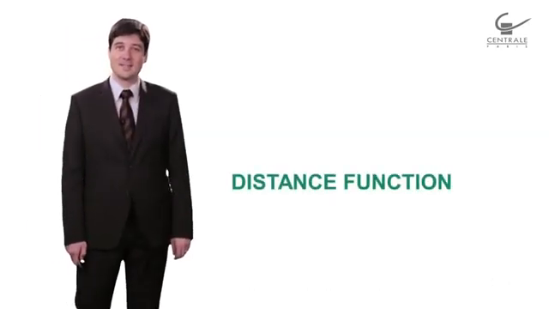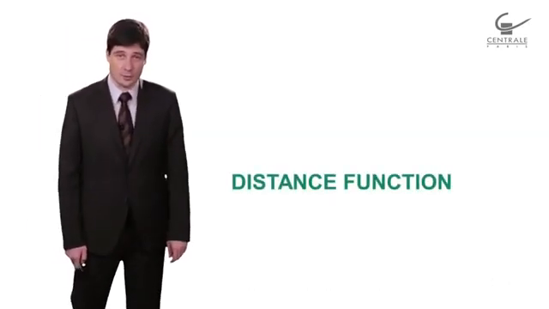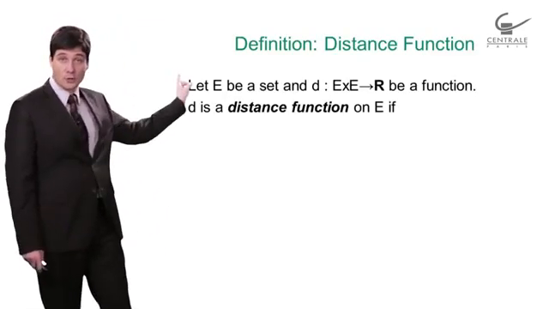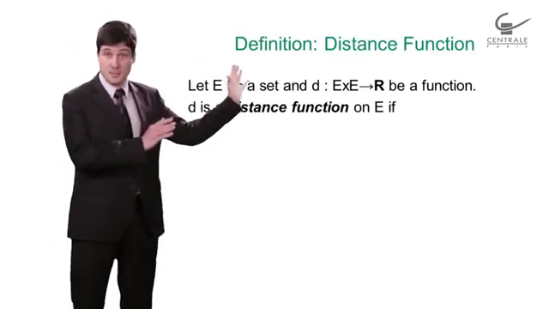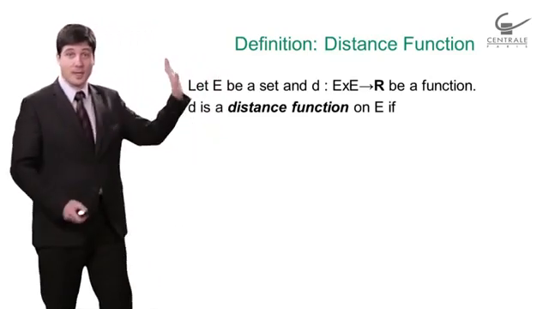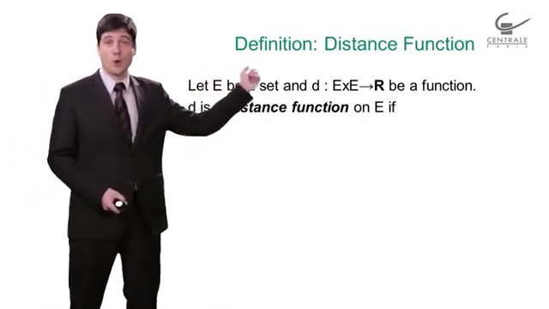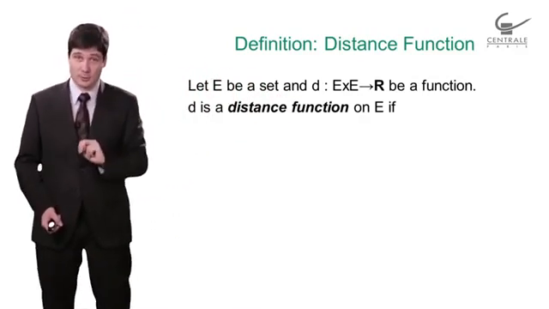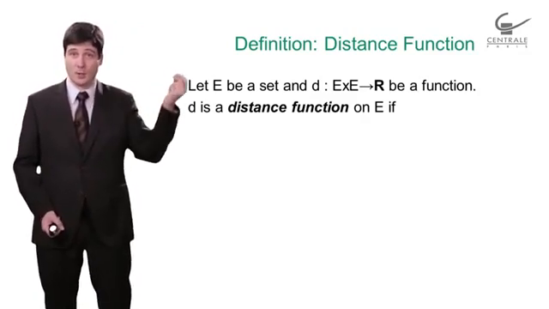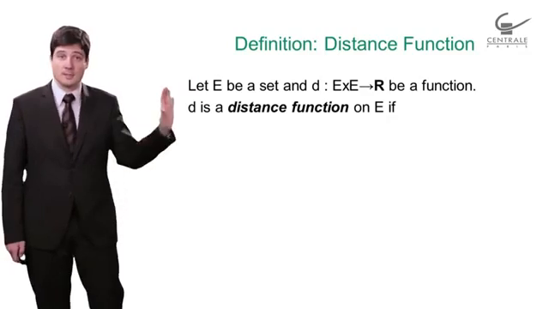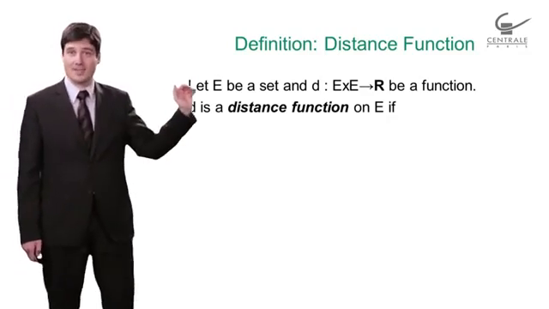Okay, let's define a distance function. A distance function is defined this way. You start with a set E, and you define a function D that goes from E times E to R. That means D is going to take two inputs, two elements of E. Now, to be a distance function, D needs to meet certain criteria.